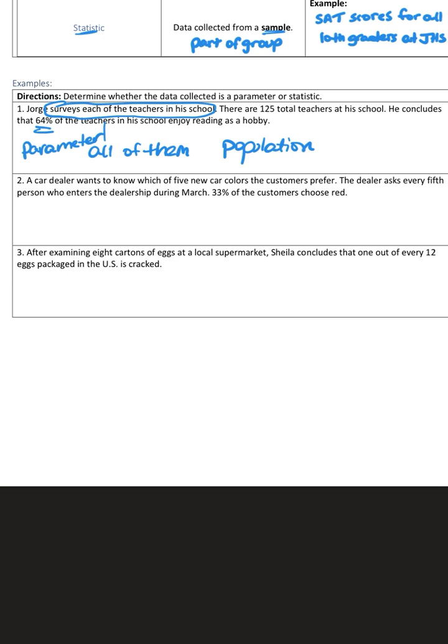A car dealer wants to know which of the 5 new car colors the customer prefers. He asks every 5th person who enters. During March, 33% choose red. So every 5th person, that is a sample, which means that 33% is a statistic.